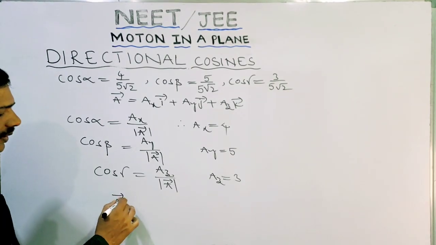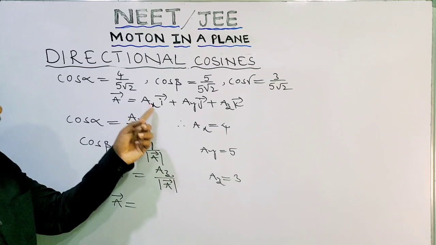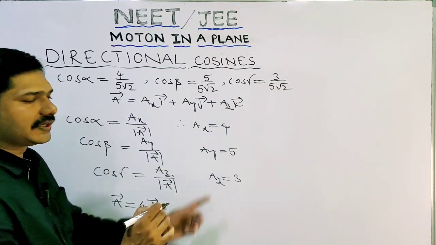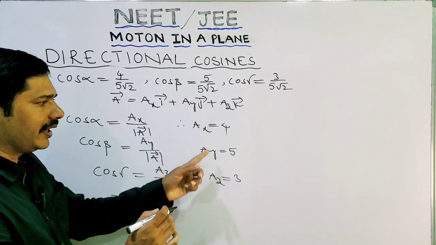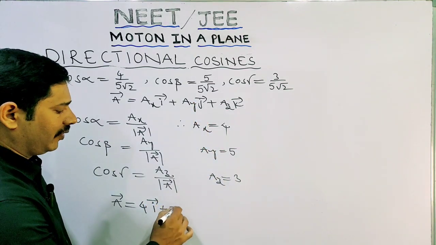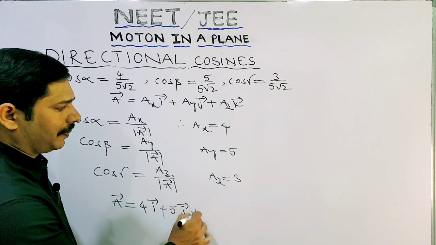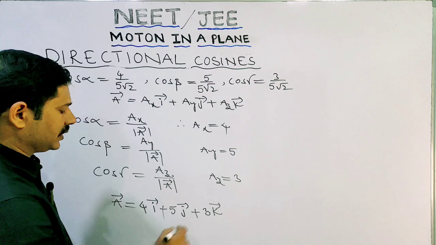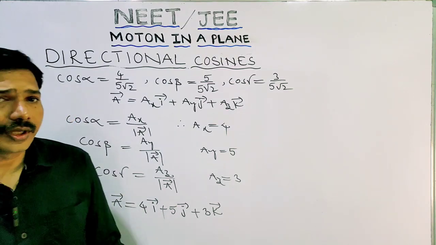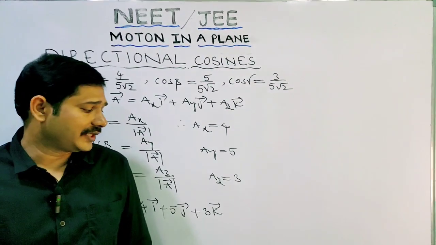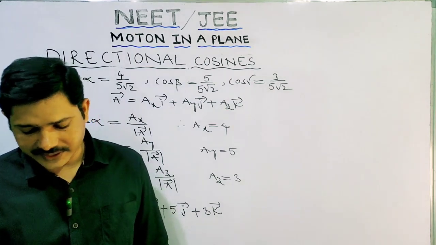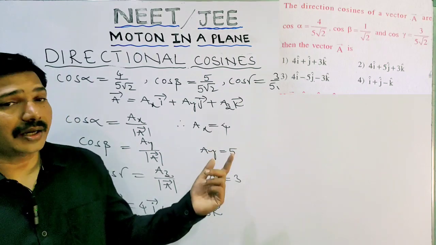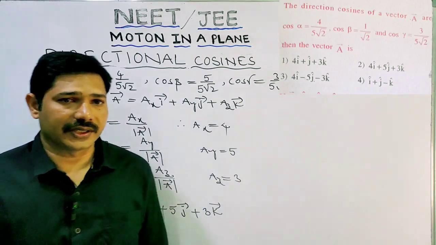Now you can write the equation. What is the equation? A bar equal to ax i bar, ax is 4, 4 i bar plus ay, how much we got? 5 j bar plus az, how much? 3 k bar. So this is a bar, equal to 4 i bar plus 5 j bar plus 3 k bar. Which option is correct? So we can check here: 4 i bar plus 5 j bar plus 3 k bar. The second option is the correct answer.